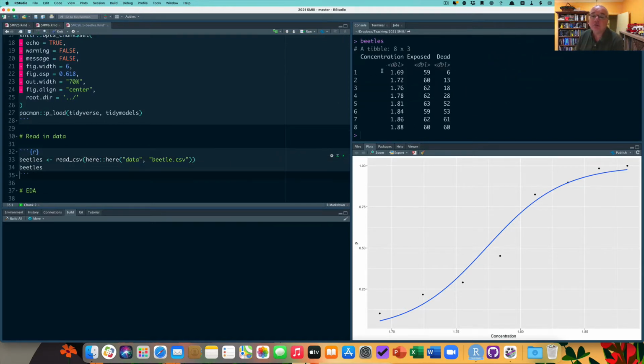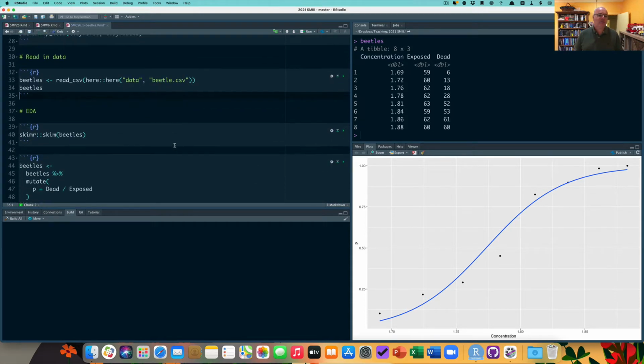So each row is an experiment. This is grouped data, because what we've done is we've got the concentration, how many beetles were exposed, and how many died. So we've grouped it together. And that will be important later when we look at our logistic regression.